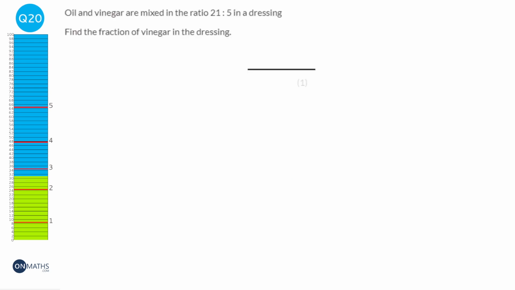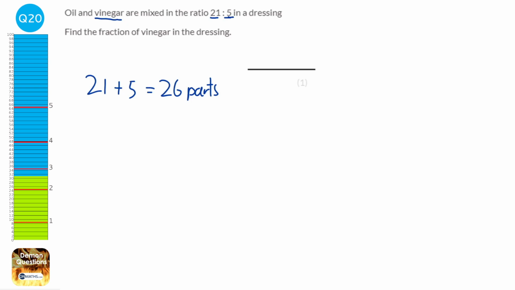So we've got to first of all work out how many parts there are altogether. Oil has 21 parts, vinegar has 5, so altogether there's 21 plus 5, which is 26 parts. Now, how many of those parts are vinegar? Well, vinegar is the second one, so it's going to be this 5. So vinegar has 5 out of the 26 parts, or a fraction would be 5 over 26.